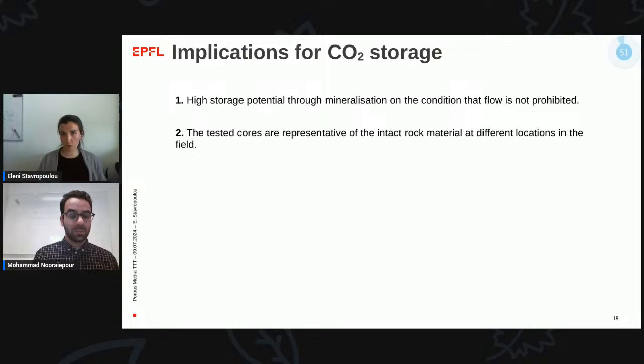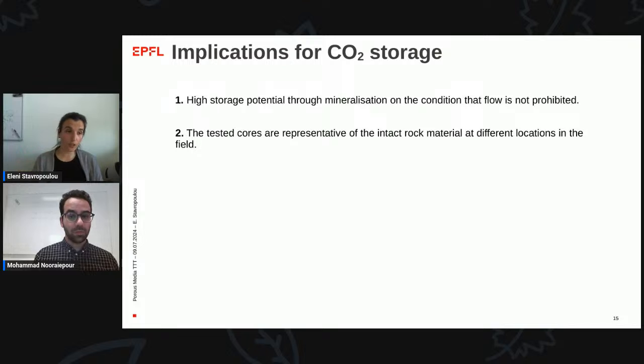So now if we want to generalize and discuss a little bit larger scale implications for CO2 storage, the first thing that we can deduce from this study is that we saw flow reduction already very fast. So there is a high storage potential indeed through mineralization, on the condition, however, that flow is not prohibited.